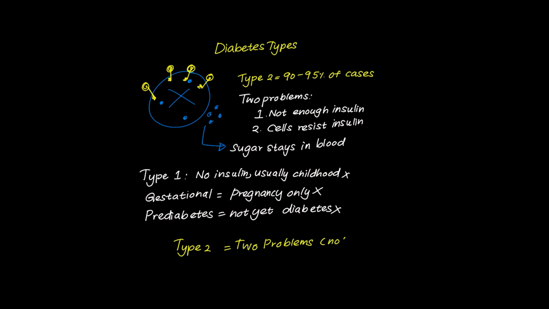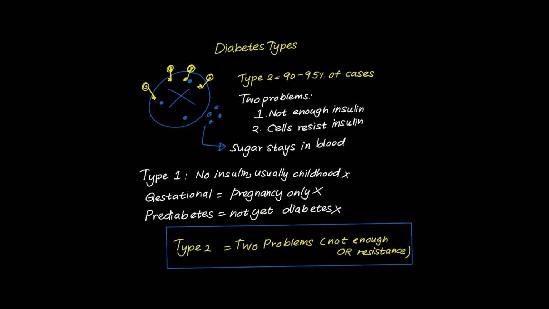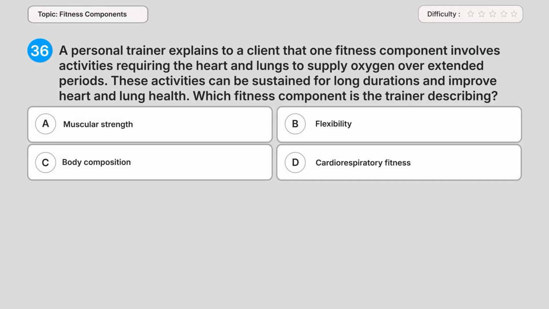Here is a WGU C458 OA exam tip for you. Insufficient insulin or insulin resistance in adults equals type 2 diabetes. Quick recall hook: type 2 equals 2 problems, not enough insulin or can't use it.